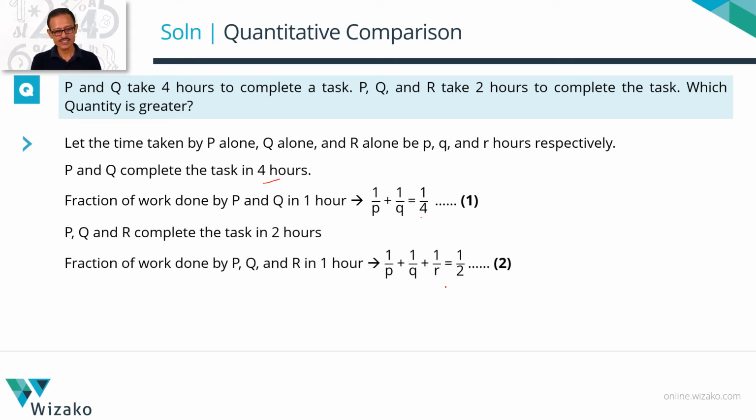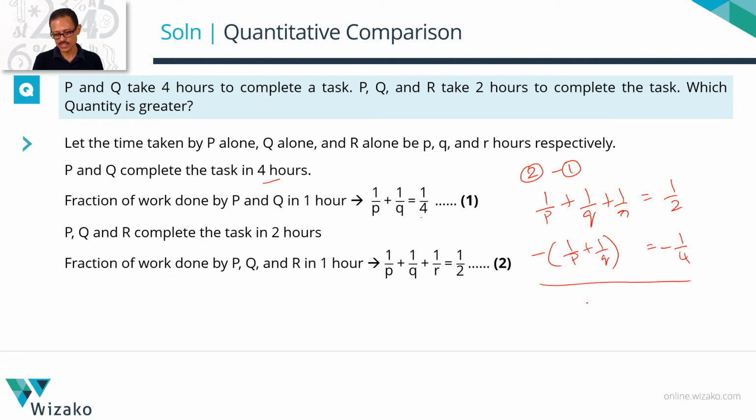Statement 2 translated into an equation is 1/P plus 1/Q plus 1/R equals 1/2. I'm going to subtract equation 1 from equation 2. Equation 2 is 1/P plus 1/Q plus 1/R. This is equal to half. From this, we'll subtract 1/P plus 1/Q equals 1/4.